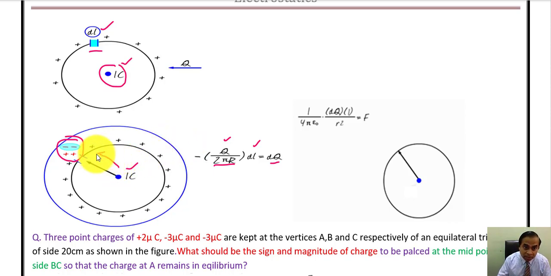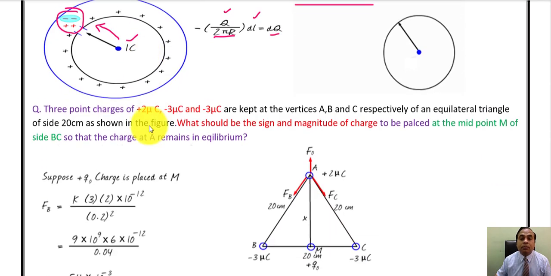1 coulomb charge will be attracted this side, and then the force value will be 1/4 pi epsilon naught dq into 1 q1 q2 upon r square. R is the radius, it is the net value of the force that this 1 coulomb charge is experiencing because of what? A circumference which is having a slight cut placed on its circumference.